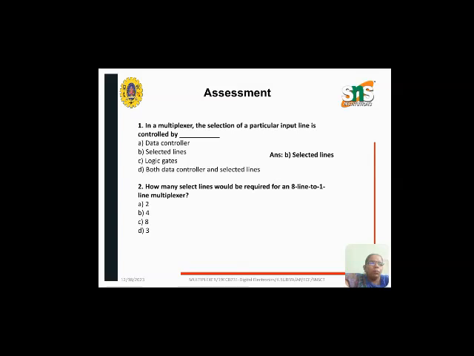Next one is how many select lines would be required for an 8 line to a 1 line multiplexer? 2, 4, 8 and 3. Since the number of inputs is 8, you require 3 select lines. 2 power 3 is equal to 8. So capital N value is 3. So you need 3 select lines here.